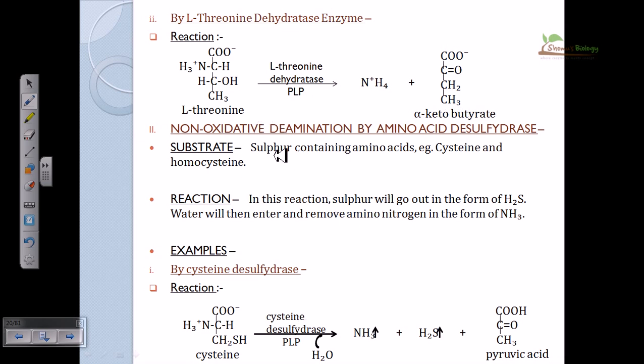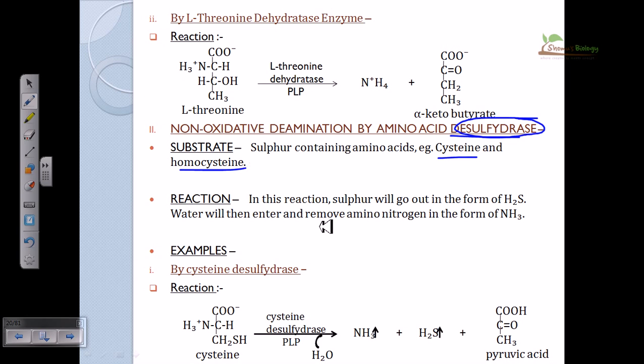And here is also the non-oxidative deamination, by desulfhydrase. Now, as the name suggests, desulfhydrase. Why is it important? Because dehydratase means the deletion of hydrogen, the water group will be released. Desulfhydrase means it will cleave off the bond where the sulfur is present. So as the name suggests, this type of enzyme can act on those amino acids which are carrying the sulfur atom, right? The cysteine or homocysteine or something like that.